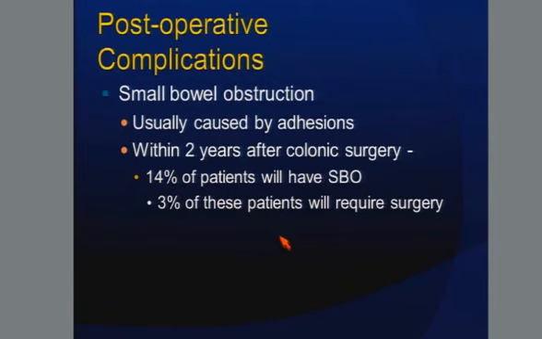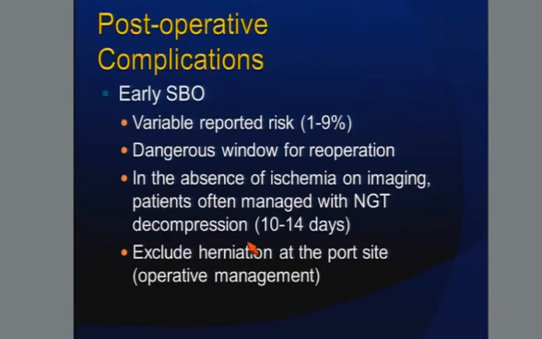So first I'm going to talk about all comers. Typically these patients will present within the first 2 years of having colonic surgery. Within the first 2 years of surgery, 14% of patients will have a small bowel obstruction, which is a pretty amazing statistic if you think of all the people who have colonic resection, those who have it for diverticulitis and all sorts of other reasons. Most of these patients will not require surgery.